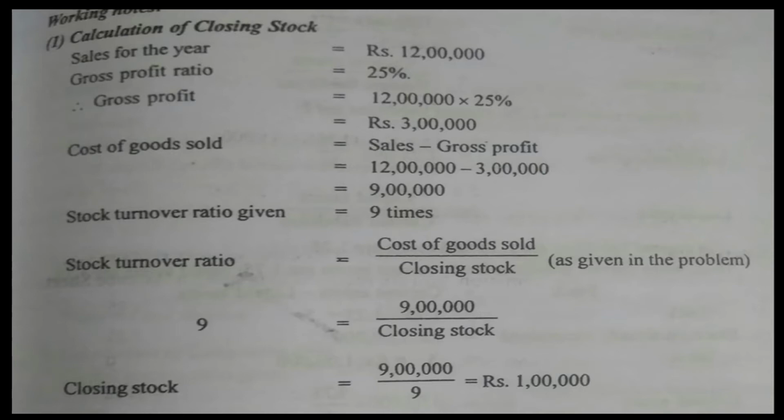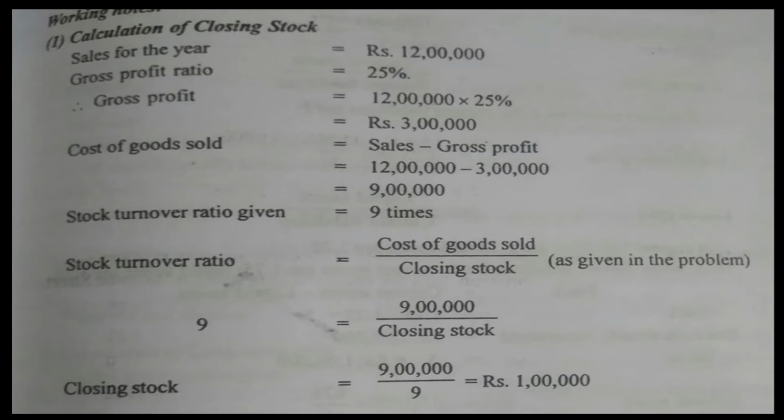Therefore, my cost of goods sold will be sales minus GP. That is 12 lakh minus 3 lakh, which is 9 lakh. Then stock turnover ratio is given as 9 times. The formula for that is also given there. We saw that it is cost of goods sold divided by average stock. Here it is only closing stock. If the problem specifically says you have to use this, you have to use that only. We cannot use the old formula.